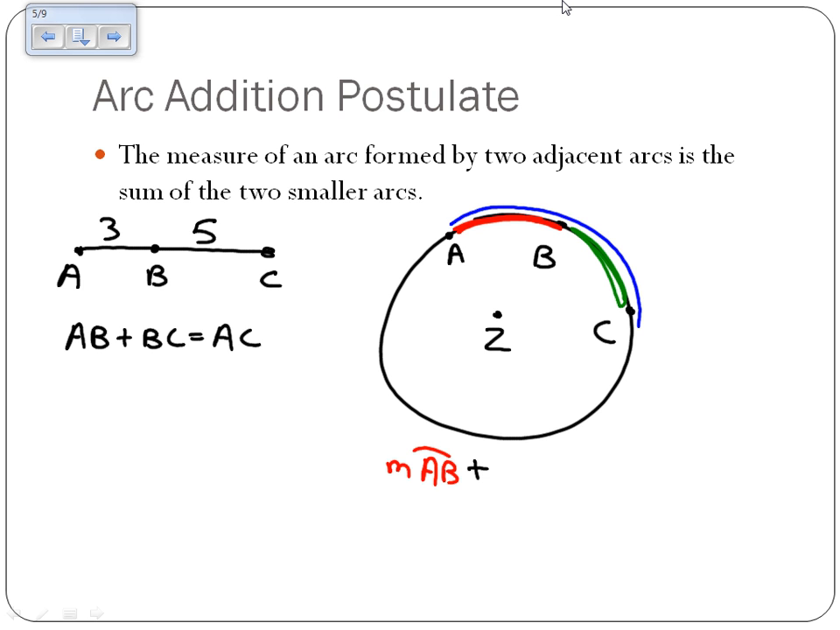Plus what? Good. The two small ones added together equal the big arc, which is the measure of arc AC. Why don't I need to put the B in that case? Why can't I just say AC instead of ABC there?